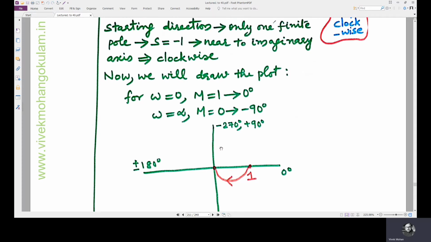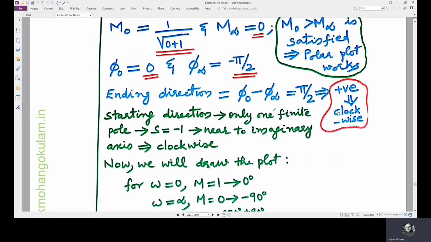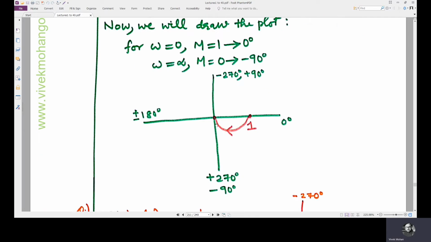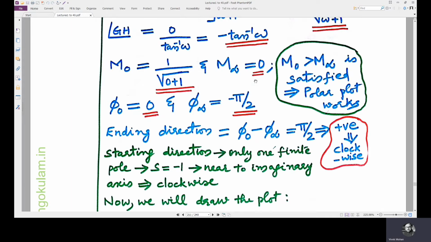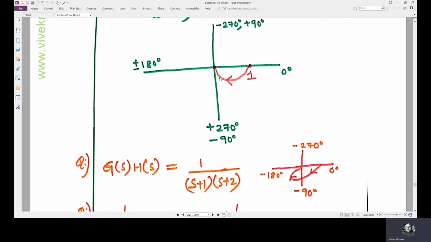Now what is the ending here? Ending direction is also clockwise. We need to find phi infinity also. Phi infinity is minus 90 degree. So the endpoint of the plot will be asymptotic to the minus 90 degree axis, and it should be clockwise. And the termination should be at M infinity. M infinity is 0 here. So it will terminate at the 0 point, asymptotic to the minus 90 degree axis, and the ending direction is clockwise. Starting direction is clockwise. It will start from 1. So this is the polar plot.